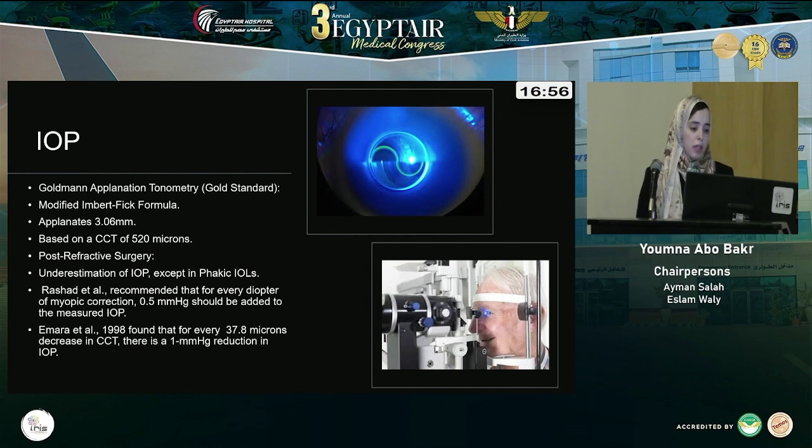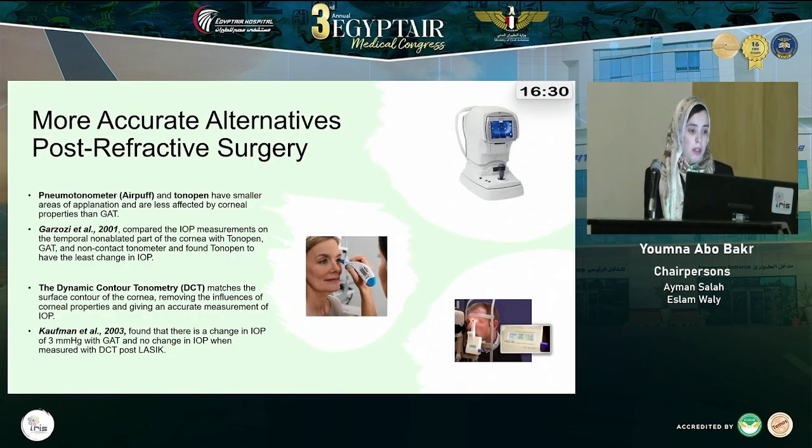Rashad et al. recommended that with every diopter of myopic correction, 0.5 millimeters of mercury should be added to the measured IOP. And Imara et al. found that for every 37.8 microns decrease in CCT, there is a 1 millimeter mercury reduction in IOP. Of course, we all want the patients to be happy while measuring the IOP like this patient, but that doesn't happen. More accurate alternatives for post-refractive surgery are the air puff and the Tono-Pen, because they have smaller areas of applanation and are less affected by the corneal properties than the Goldmann applanation tonometer.